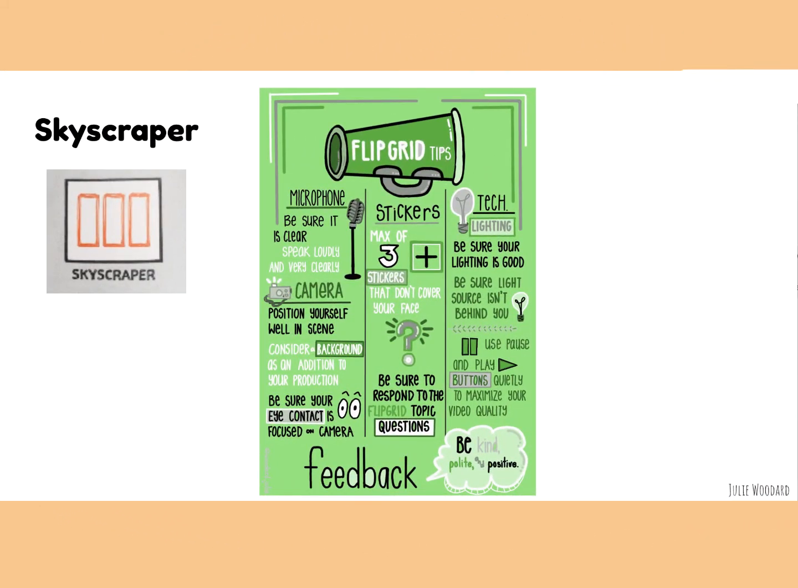This is a skyscraper, and it's very much like vertical. And this is again by Julie Woodard. It's how to use Flipgrid. So her main idea is at the top, and then she has 3 columns with an idea at the bottom as well. I have used this with students to do an essay outline.